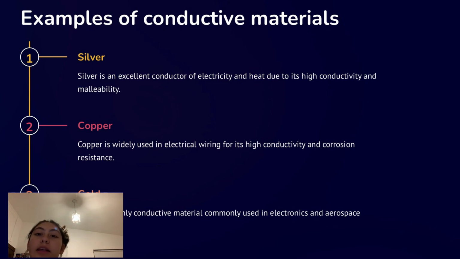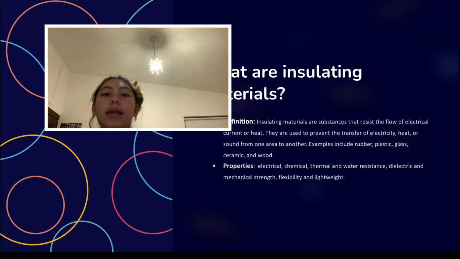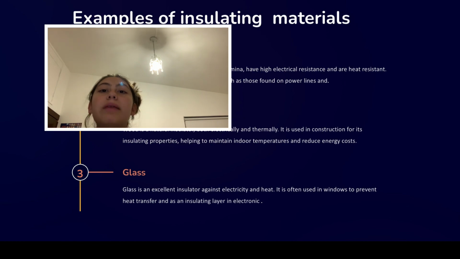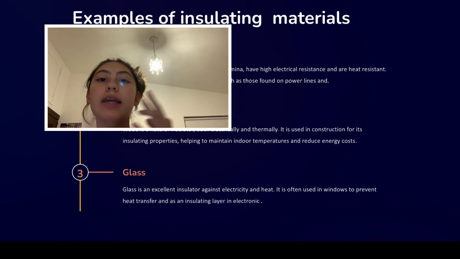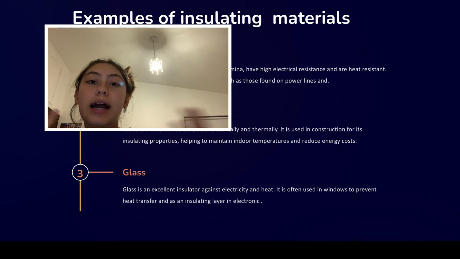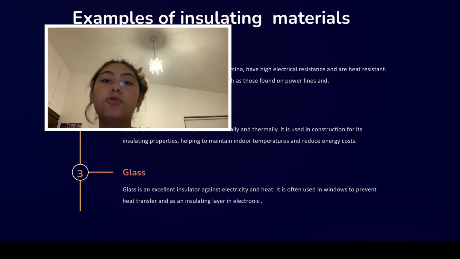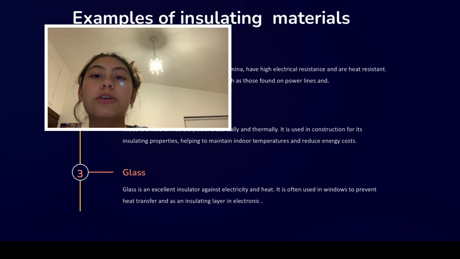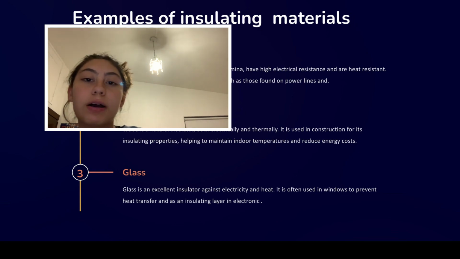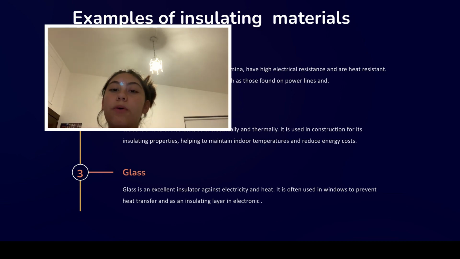Then we have insulating materials. Well, insulating materials are substances that resist the flow of electrical current or heat. They are used to prevent the transfer of electricity, heat, or sounds from one area to another. And the examples are ceramic materials like porcelain and aluminium. They have a high electrical resistance and are heat resistant, and they are most commonly used in electrical insulators such as those found in power lines and in electronic components.